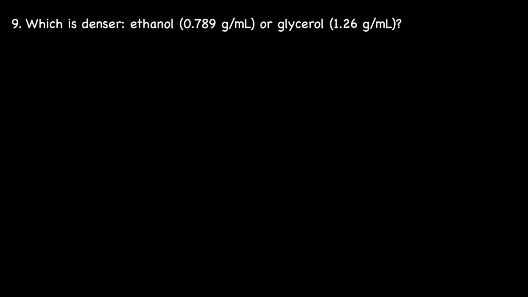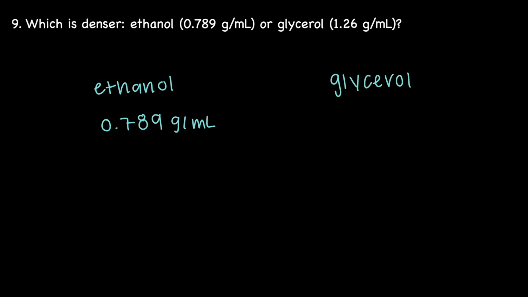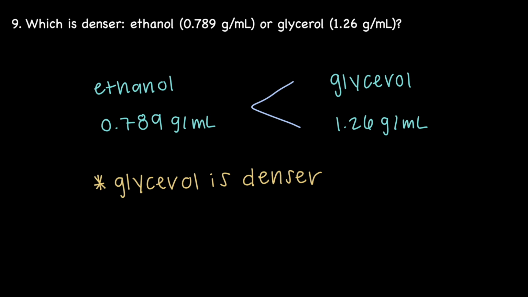Number 9, which is denser, ethanol or glycerol? Ethanol has a density of 0.789 grams per milliliter, while glycerol has a density of 1.26 grams per milliliter. Since 1.26 is greater than 0.789, glycerol is the denser substance.